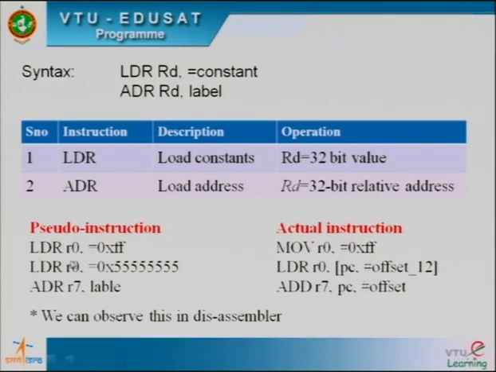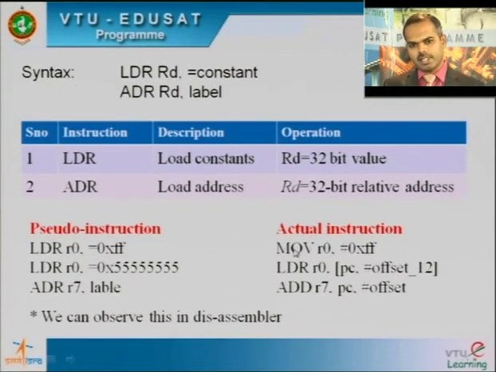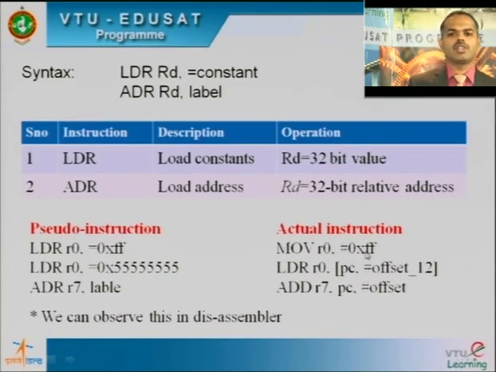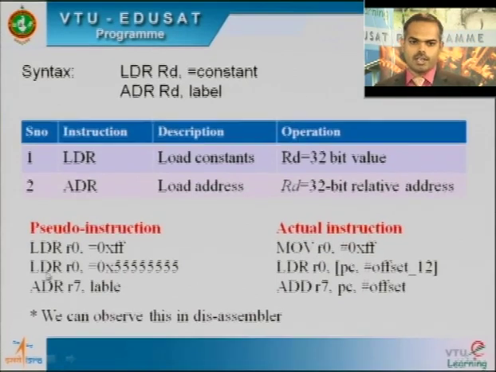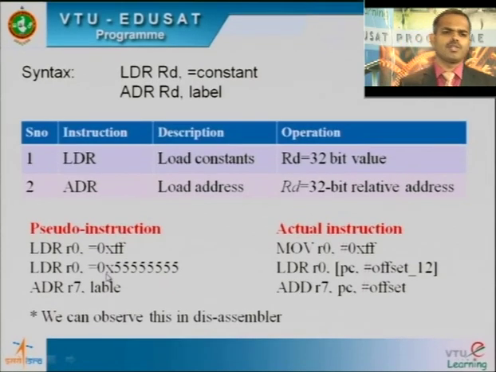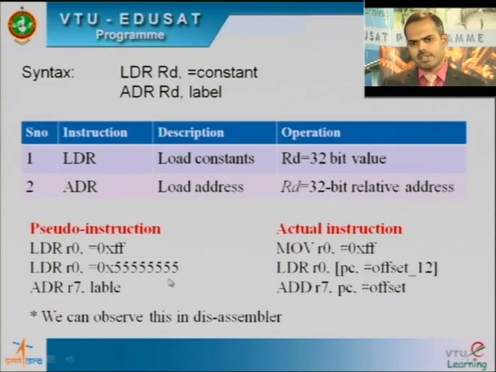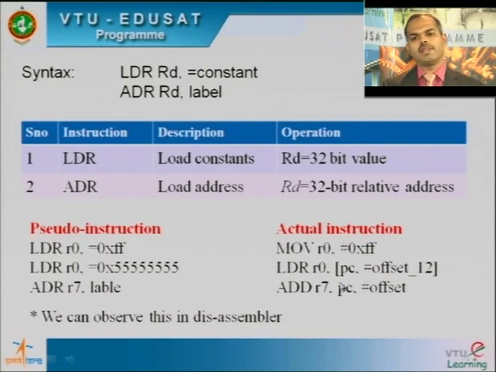If we use the LDR instruction, LDR R0 comma equal to 0xFF, it is an 8-bit value getting copied to R0. Hence, internally the assembler converts this instruction to MOV R0 comma hash 0xFF. If we try a bigger value, like in example 2 here, LDR R0 comma equal to 0x followed by eight 5s, then that instruction gets converted to LDR R0 comma in brackets PC comma hash offset 12. This is about the LDR instruction.